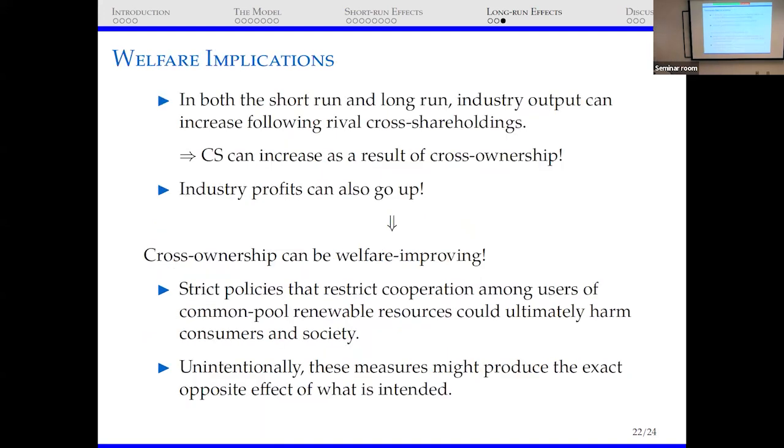So in terms of welfare implications, in both the short run and long run, industrial output can increase following the revolving cross shareholdings. The consumer surplus can increase as a result of cross ownership. The industry profits can also go up, so they can make money. Cross ownership can be welfare improving. Okay, that's one of the results we had in this paper. So strict policies that restrict cooperation among users of common pool renewable resources could ultimately harm consumers and society. And unintentionally, these measures might produce the exact opposite effect of what is intended.